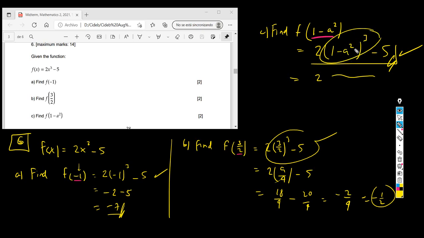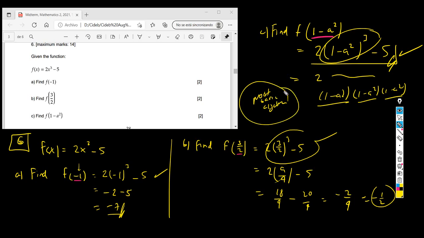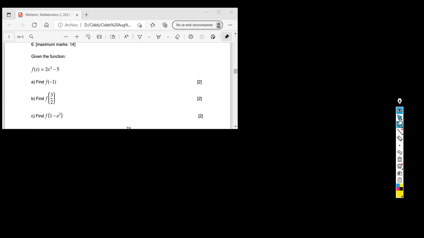For those of you who did this wrong, please check once again your most basic algebra, because by now I cannot accept that you don't know how to raise a binomial to the cube. It's such a simple thing. Just go down to the basics and multiply that 3 times: 1 minus a squared times itself 3 times. That's what it means. Some people got this wrong. That's pretty serious, guys. Okay, ABC done.